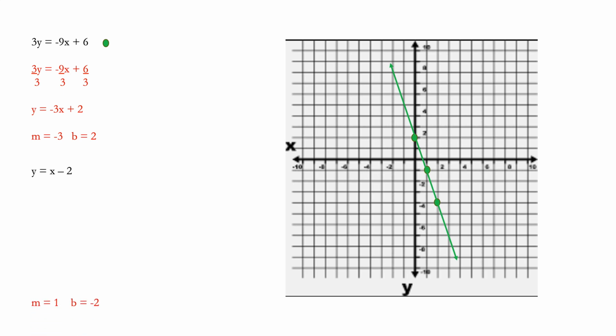So the slope is 1, because that's what number's in front of the x, even though we don't bother to write it. The y-intercept is negative 2. So this is going to be the blue line. I begin at negative 2, and I go up 1 over 1, up 1 over 1, and I think I do one more point here.